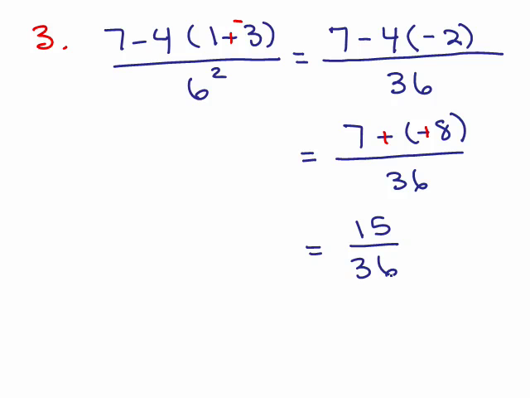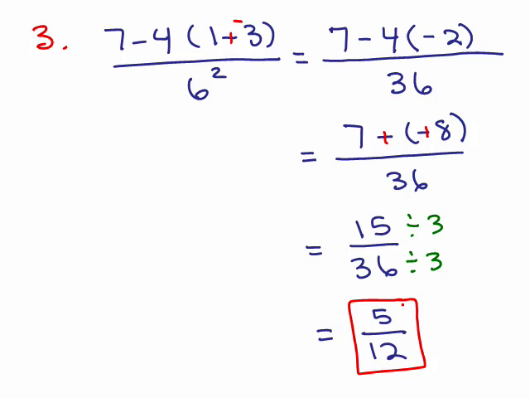Now, this is not reduced, because for 15/36, there's a common factor of 3. If you divide both the top and bottom by 3, you get 5/12. So that's the answer. And you could reduce it in other ways.